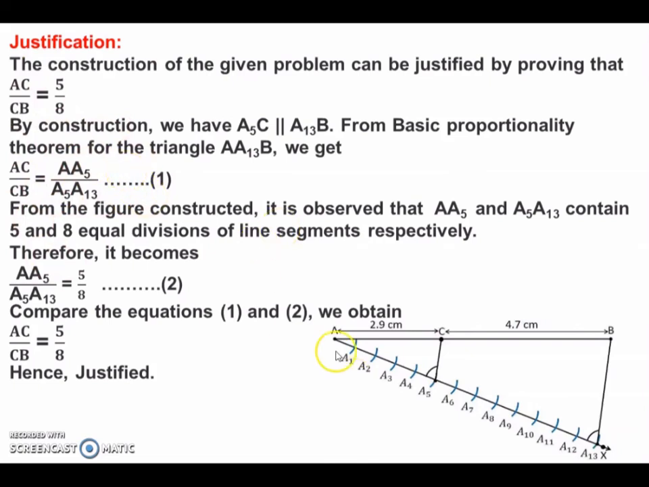So therefore, now AA5 by A5A13 is equal to 5 by 8. This is by construction. We have divided this into 13 parts. From A to A5 we have 5 parts, and from A5 to A13 we have 8 parts. So therefore this same ratio will be equal to AC by CB also. That is, AC by CB is also equal to 5 by 8. Hence our construction is justified.